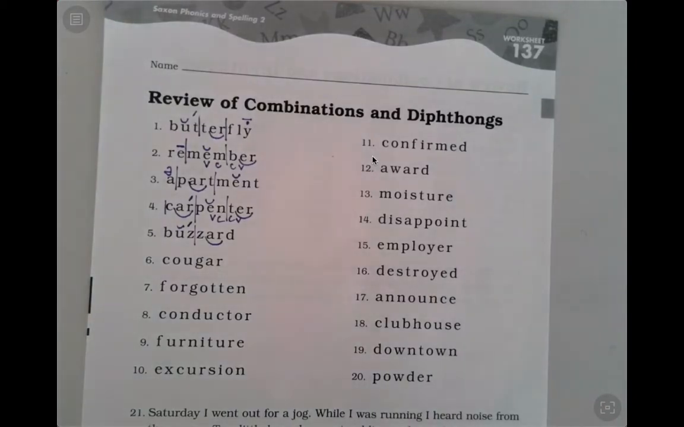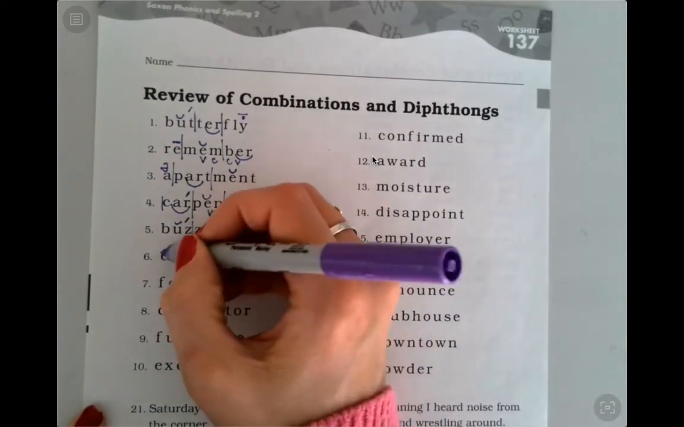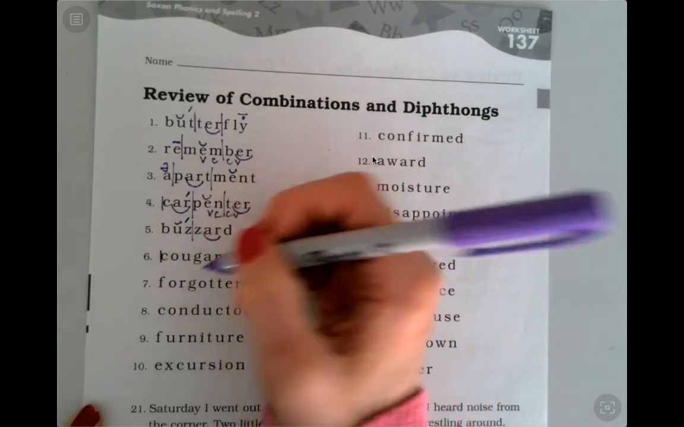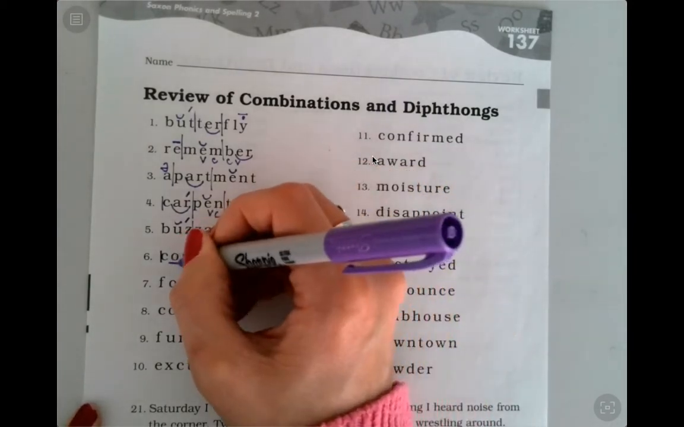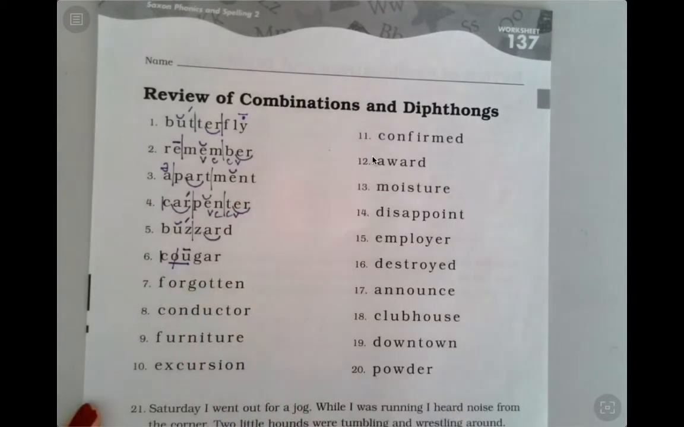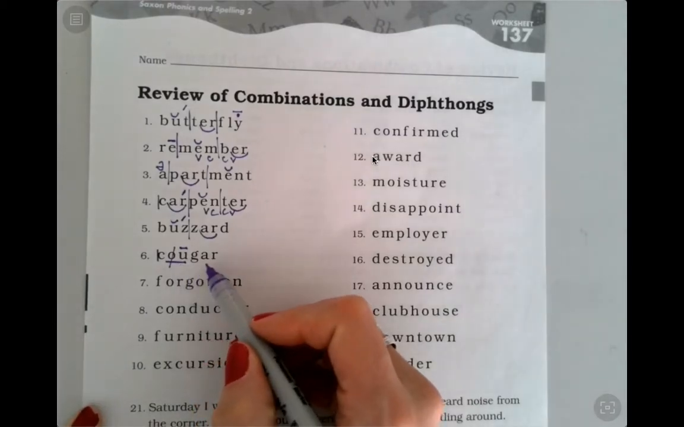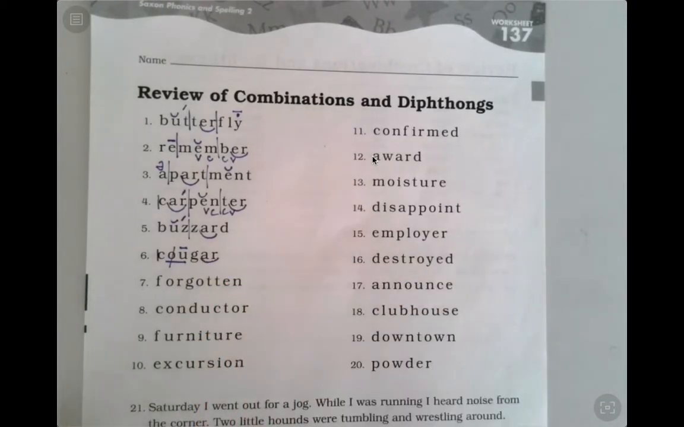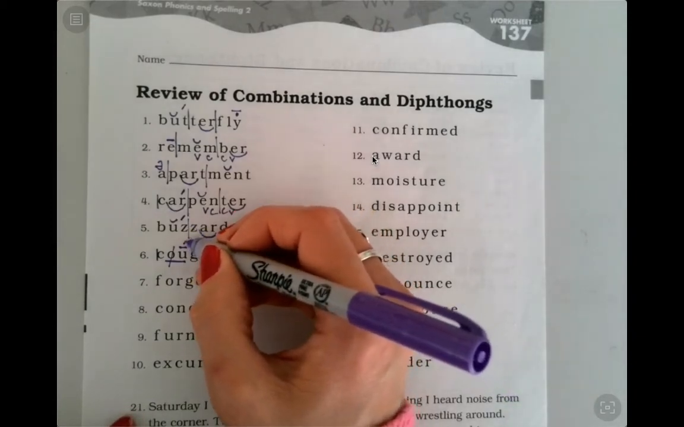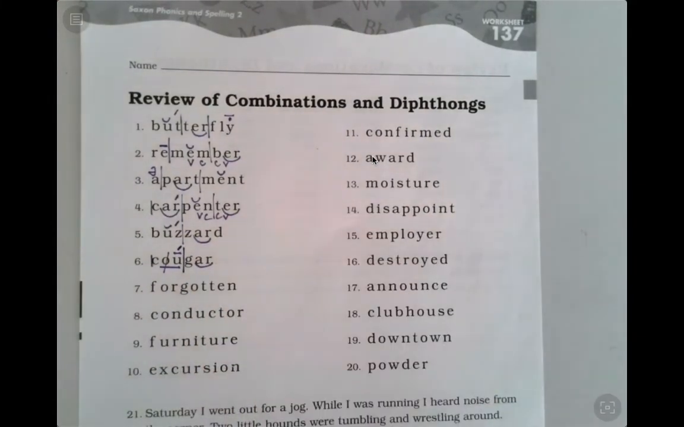Number 6 is cougar. So we've got a k sound. When you have OU and it sounds like ooh, it's a long U. That's ooh. So cougar. Not cougar. Cougar. This first one is emphasized. We're going to separate it right there. Cougar. It's not cougar. It's cougar.